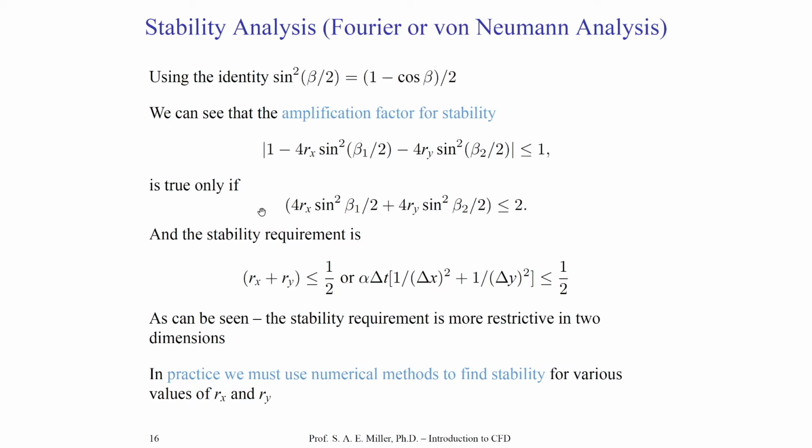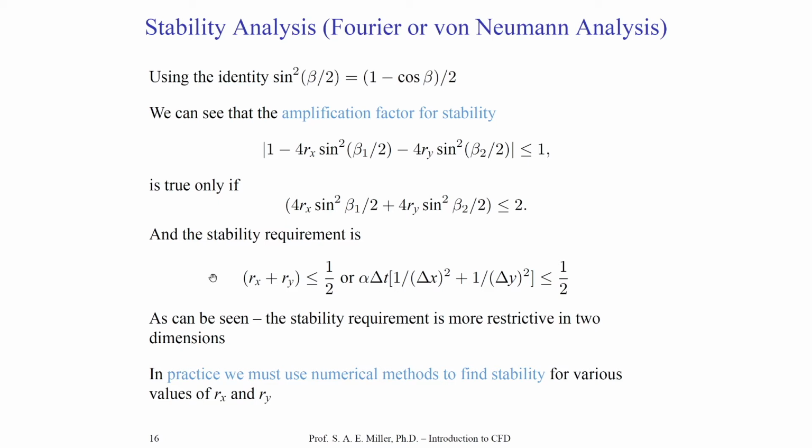This inequality will be true if and only if, once we expand it out and simplify it for analysis, 4 rx sine squared beta 1 over 2 plus 4 ry sine squared beta 2 over 2 is less than or equal to 2. Try and do this operation yourself. You'll see that the stability requirement, the range of this particular inequality being less than or equal to 2, is that rx plus ry must be less than or equal to 1/2, or alpha delta t times 1 over delta x squared plus 1 over delta y squared must be less than or equal to 1/2.